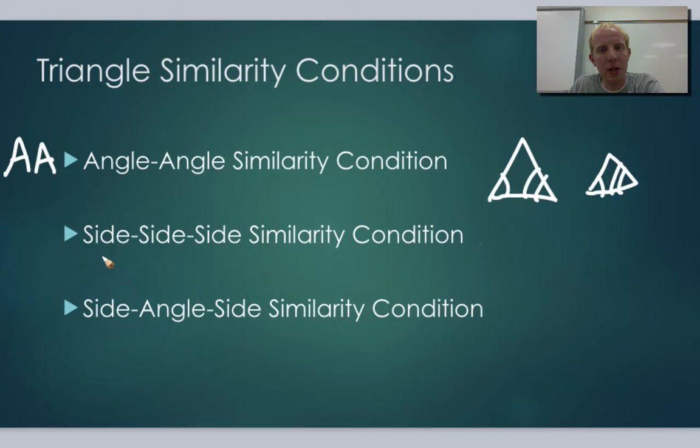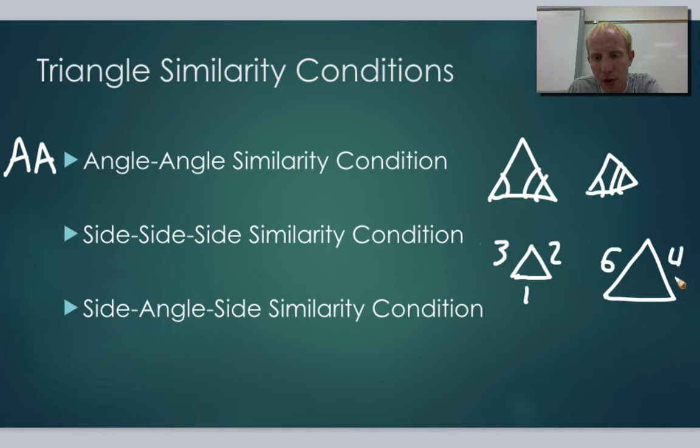Another really nice shortcut is the side-side-side similarity condition. And how that works is, let's say I have a small triangle here and a big triangle here. This one has side lengths 3, 2, and 1. This one's got side lengths 6, 4, and 2. But I don't know anything about the angles. But here's the cool fact.